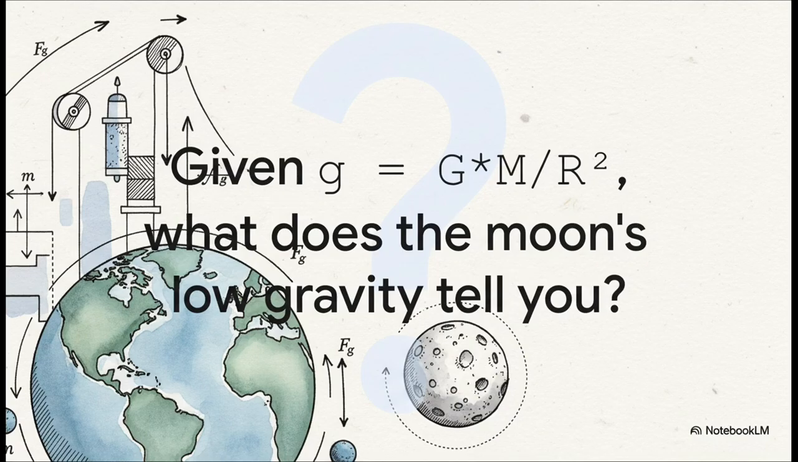Now that you know the formula, that g is all about the mass and radius of a celestial body, what does the moon's super low gravity tell you about its mass and its radius compared to our own planet? The answer is right there in the physics we just went through.